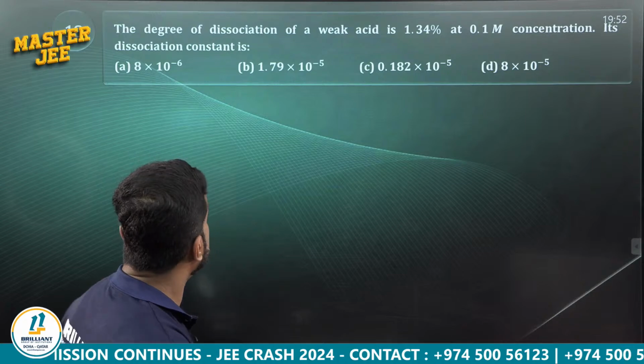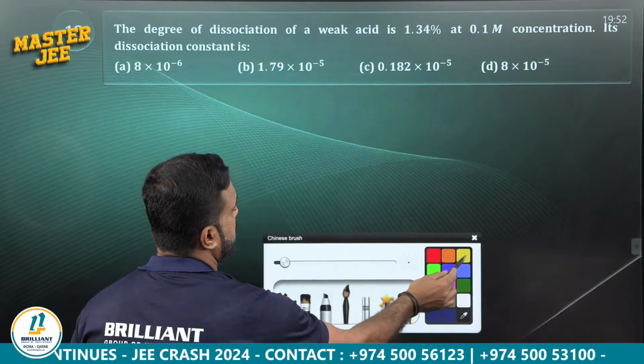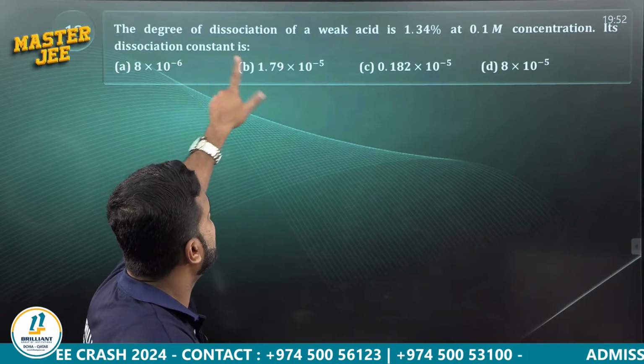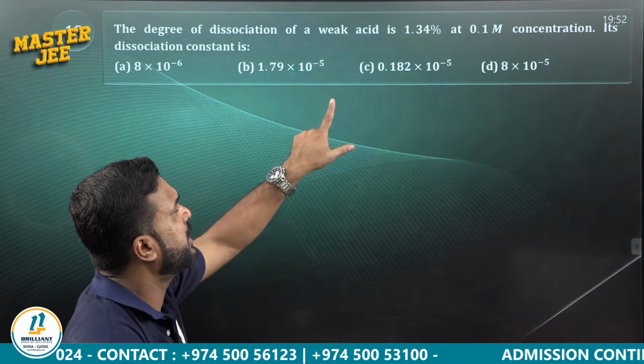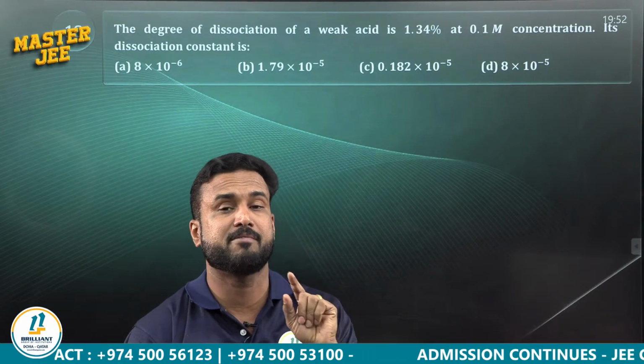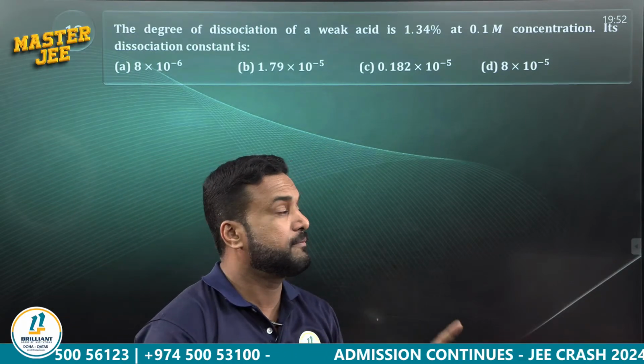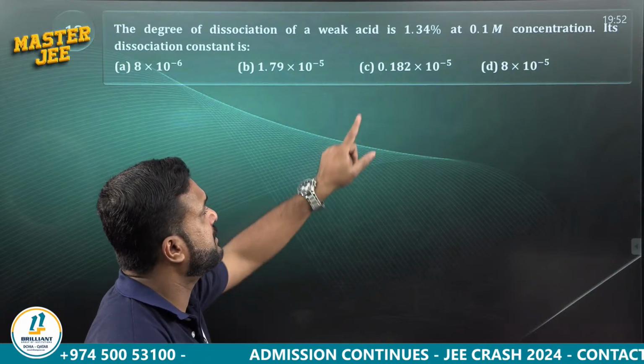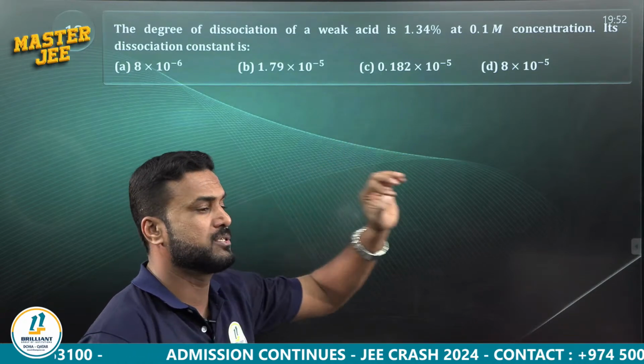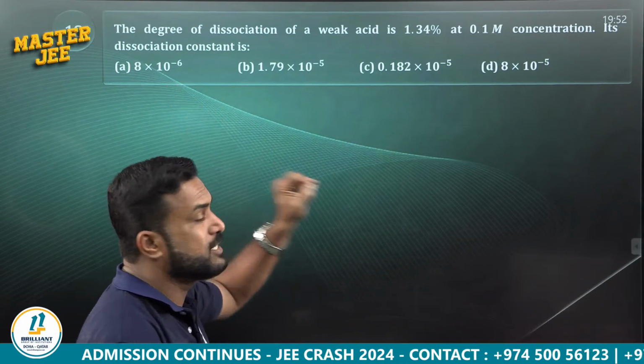So I'll go to question number 18. Question number 18 again, I think it's a numerical one. Yeah, it's based on the degree of dissociation. The degree of dissociation of a weak acid is 1.34%. The percentage value has been given as the degree of dissociation at 0.1 molar concentration. What is the dissociation constant?